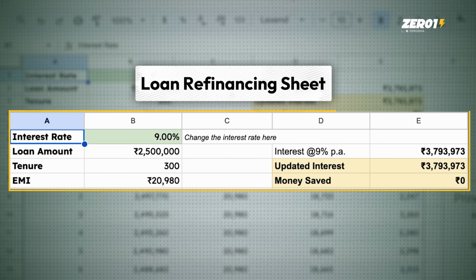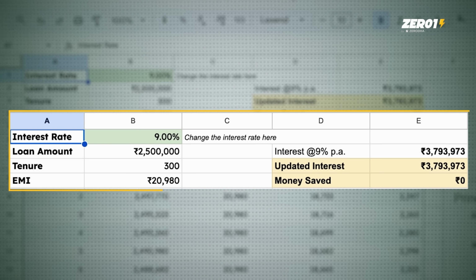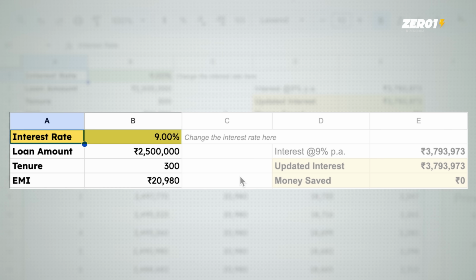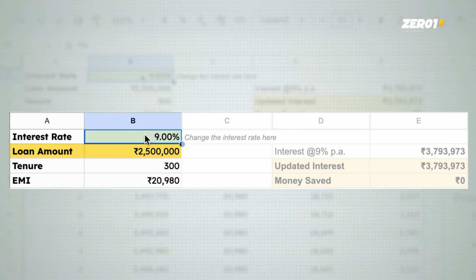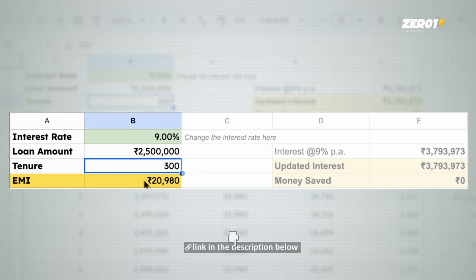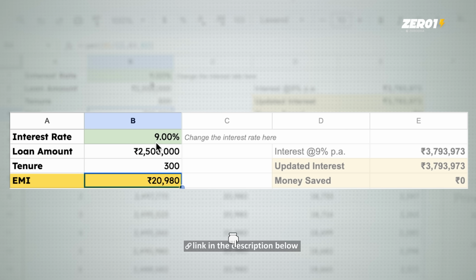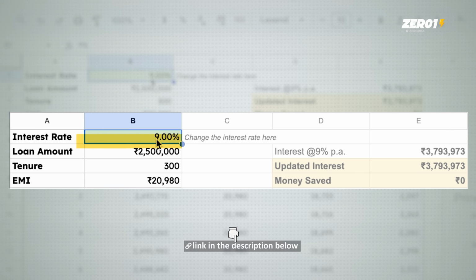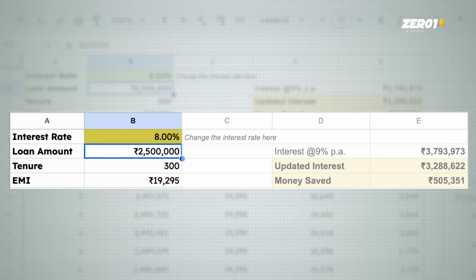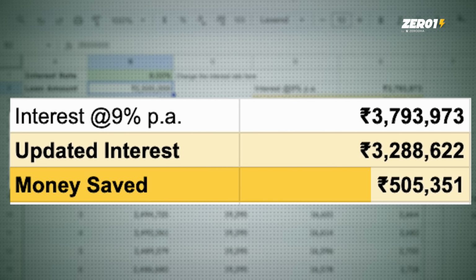How much will I save? So we have a loan refinancing Excel sheet here. Over here, you can see at 9% interest how much money you're paying. The loan amount is here, the tenure is here, the EMI is here. You can change all of this. You'll find the link in the description. Now let's suppose this 9% changes to 8%. Okay, so I'll change this to 8. As soon as I change it, look at this money saved column.